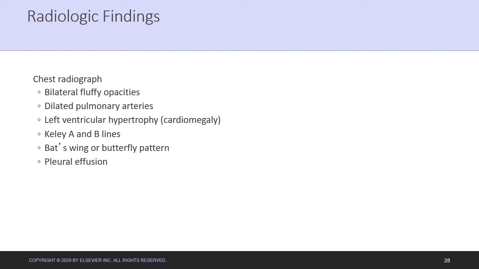Chest radiograph. Bilateral fluffy opacities with a predominantly central position in the chest. Dilated arteries, left ventricular hypertrophy or cardiomegaly, curly A and B lines, bat wings or butterfly pattern, and pleural effusion.